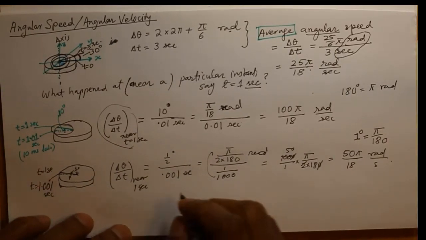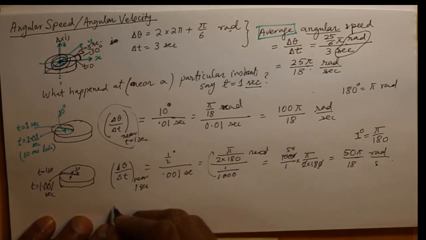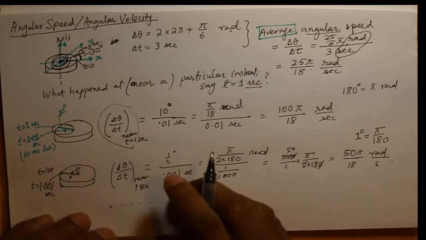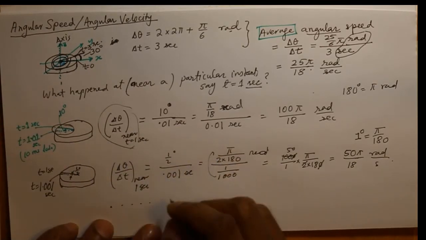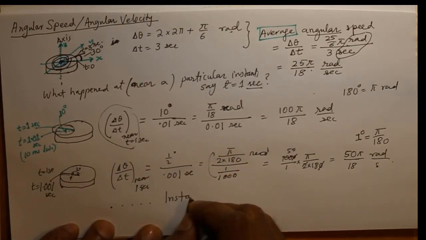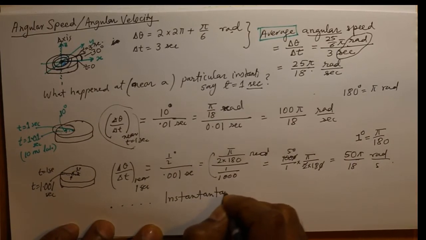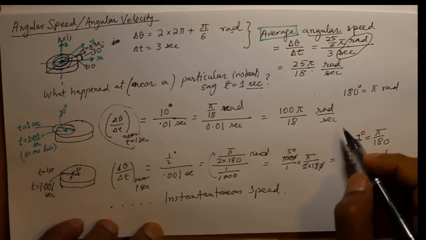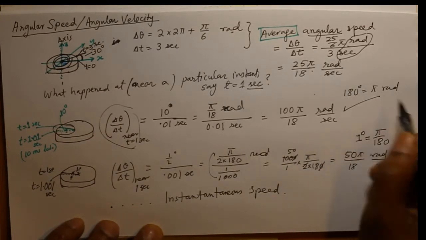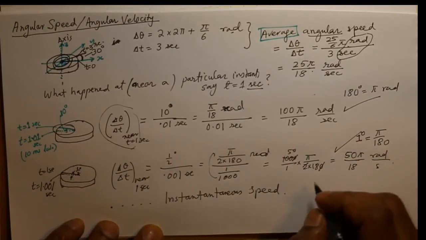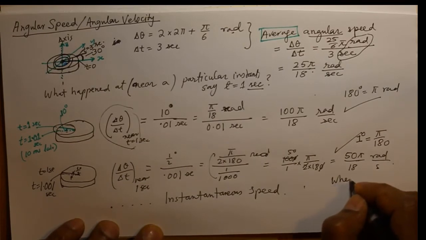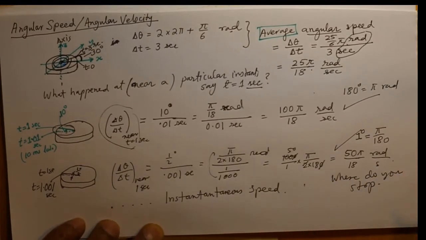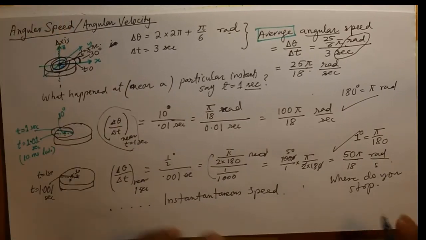So you can see that this process of continuing, you do it closer and closer and closer, and that is called instantaneous speed. As you notice, I get this number and I get this number. Where do I stop? Where do you stop? And that's where you need what is called calculus.